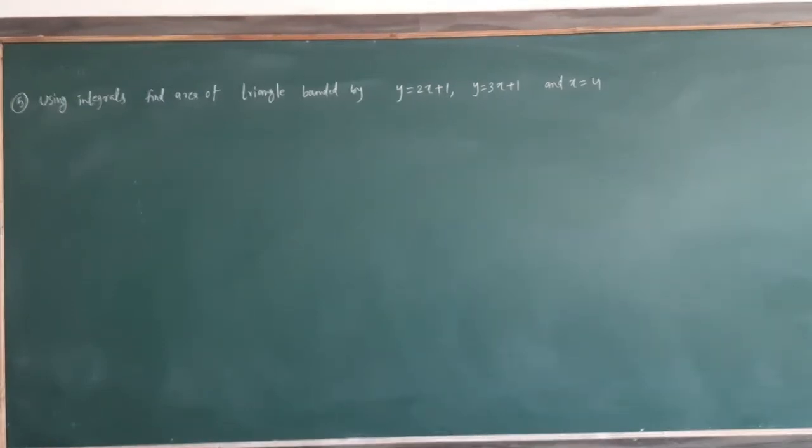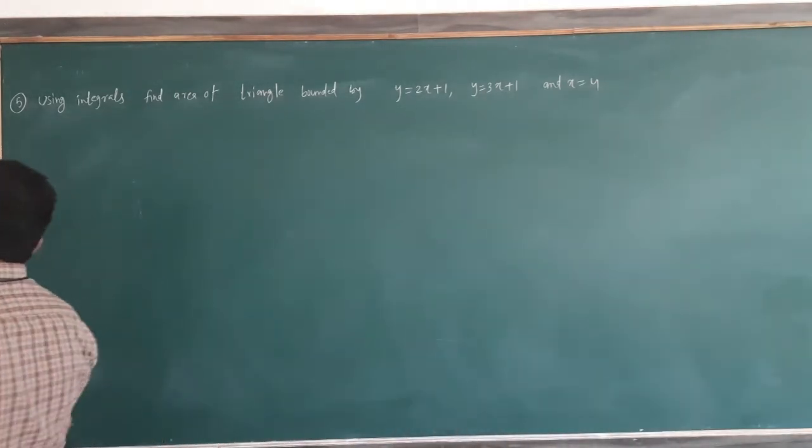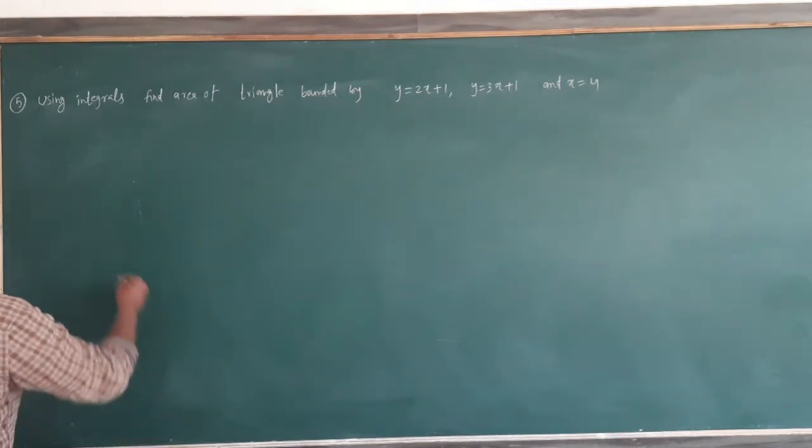Next, question number 5 from exercise 8.2. Using integrals, find the area of the triangle bounded by the lines y = 2x + 1, y = 3x + 1 and x = 4. First, we will take the given lines as equations 1, 2, 3.